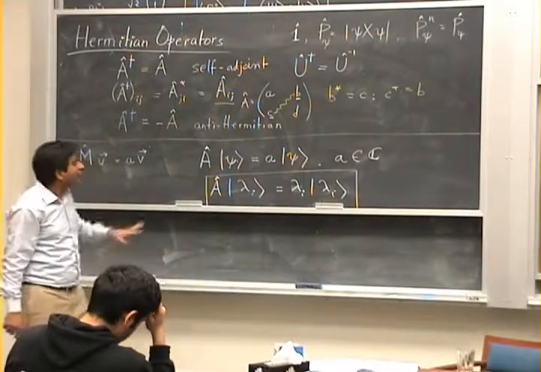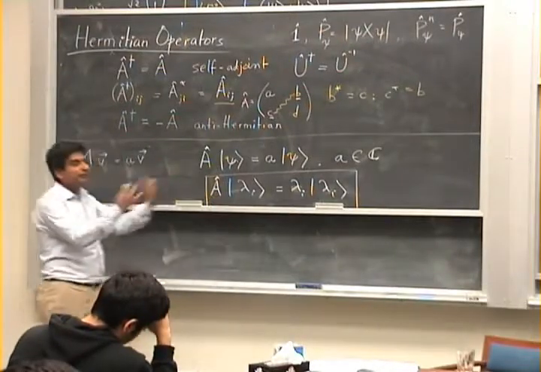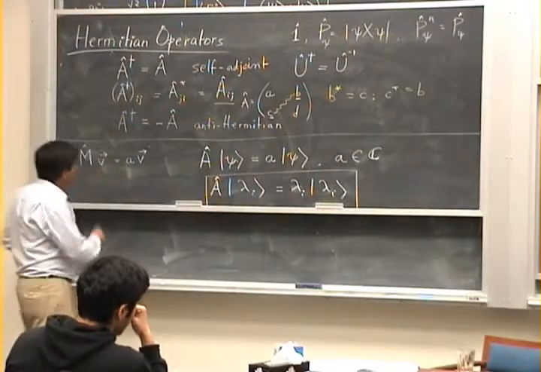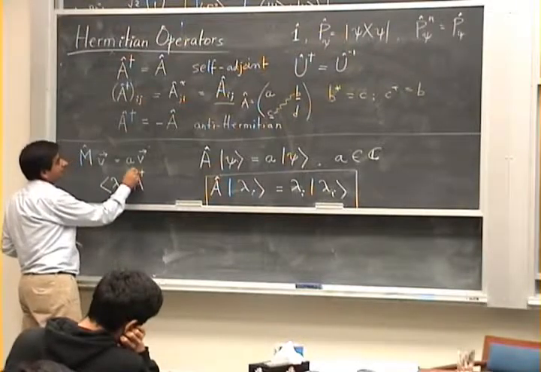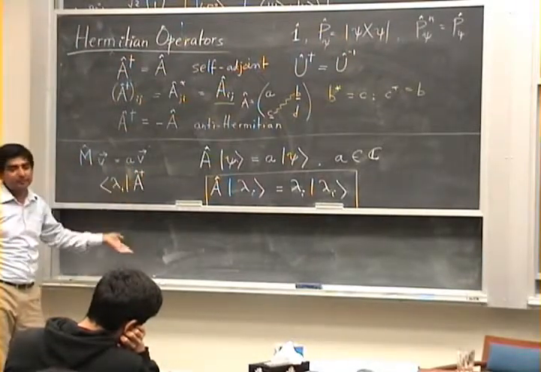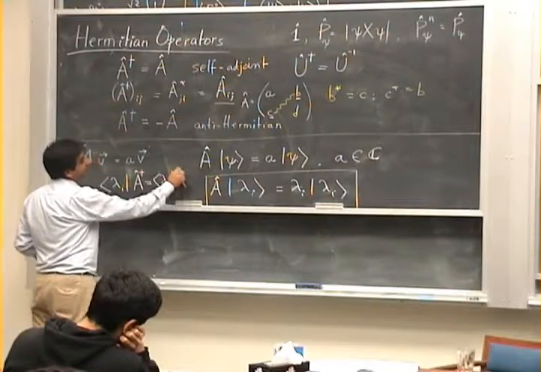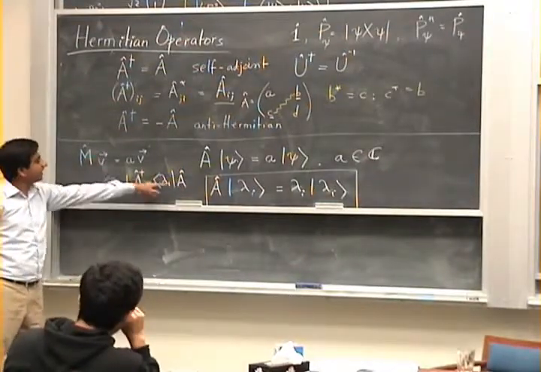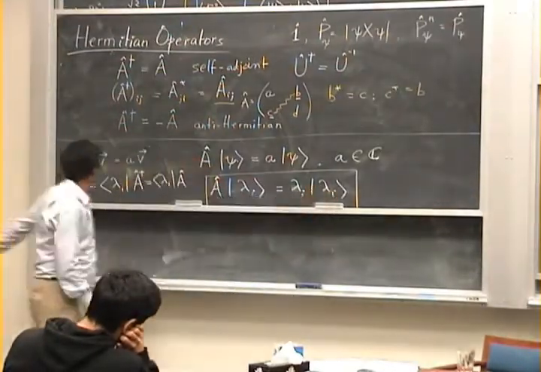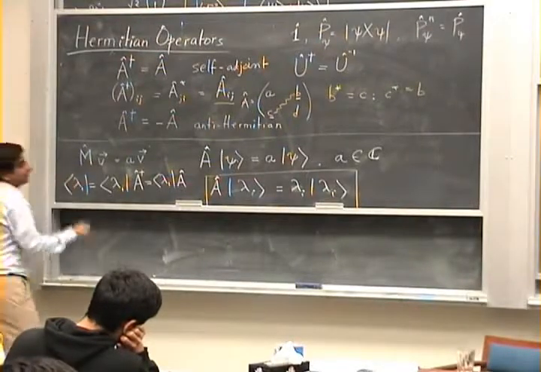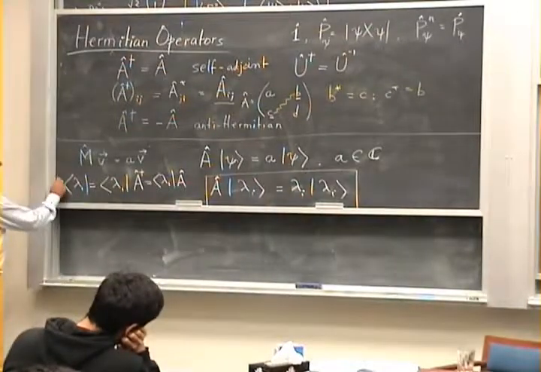Agree? Now if I take the dual of this expression, let's first take the dual of the left hand side. This ket becomes a bra. This operator is replaced by its adjoint. But the adjoint is the operator itself because it's a Hermitian operator. And if I take the dual of this right hand side, this ket becomes a bra, and this number must be replaced by its complex conjugate, lambda I star.